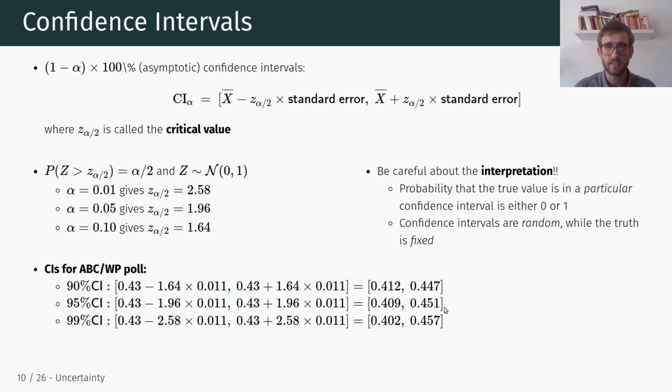So again, that does not mean that we have a 95% chance that the true value is within that specific confidence interval. Rather, the interpretation is over repeated samplings. If we repeated the survey again and again, computed our estimator, our average Trump support, and computed our confidence interval based on the procedure that we outlined here, then 95% of the confidence intervals that we compute will include the true value. Okay.